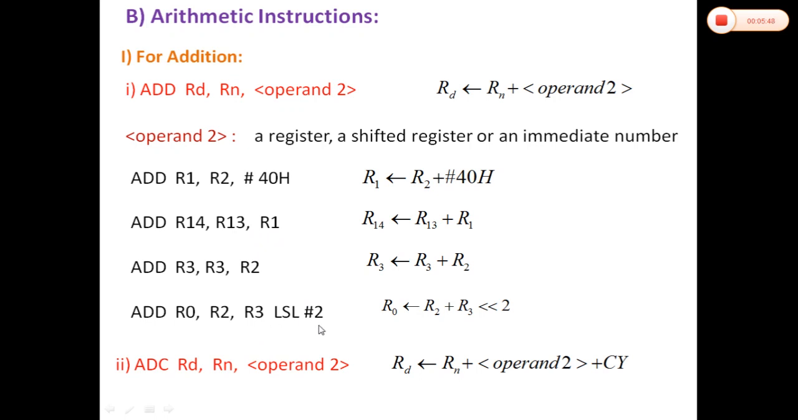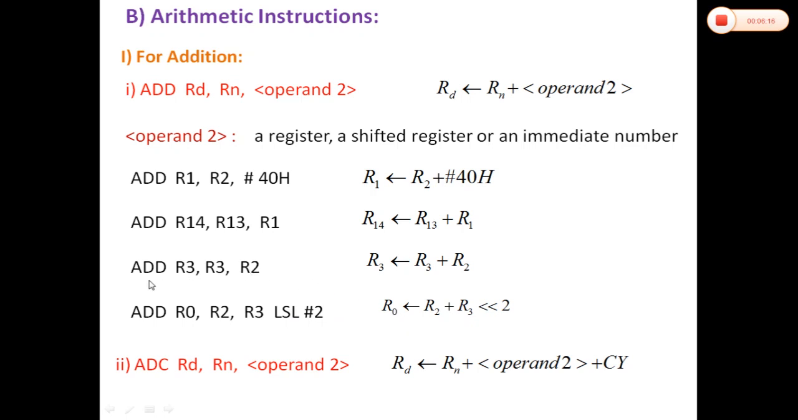For example, if you consider this instruction, then it will add the content of R2 to the immediate number 40H and the result will be stored in R1. For example, here the content of R3 is logically shifted left by 2-bit positions, and then it is added to R2 and the result is stored in R0.